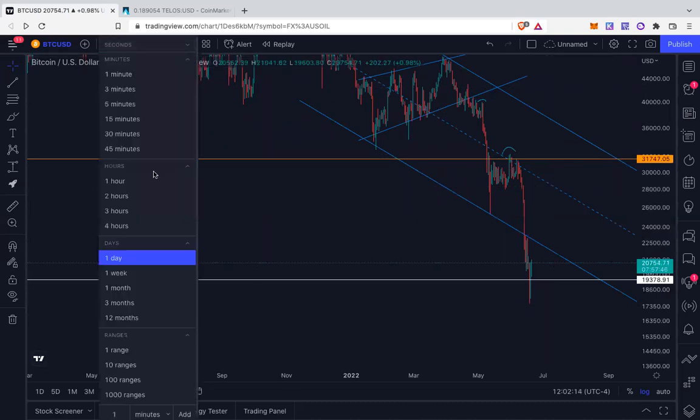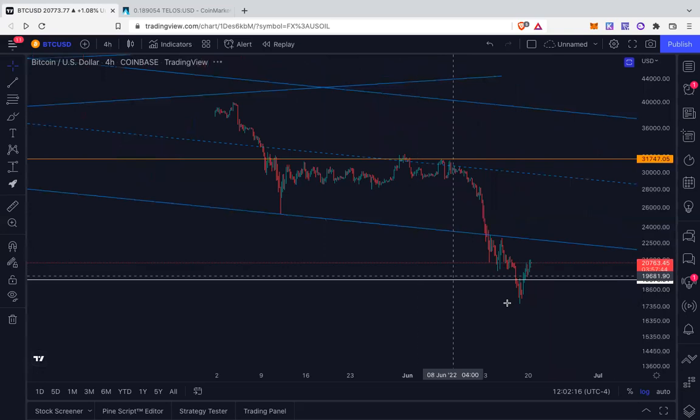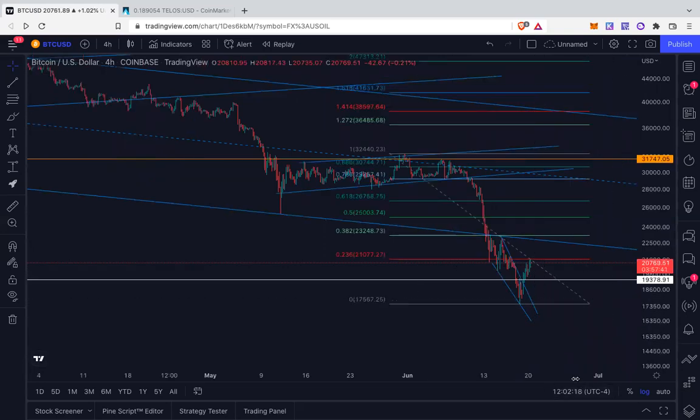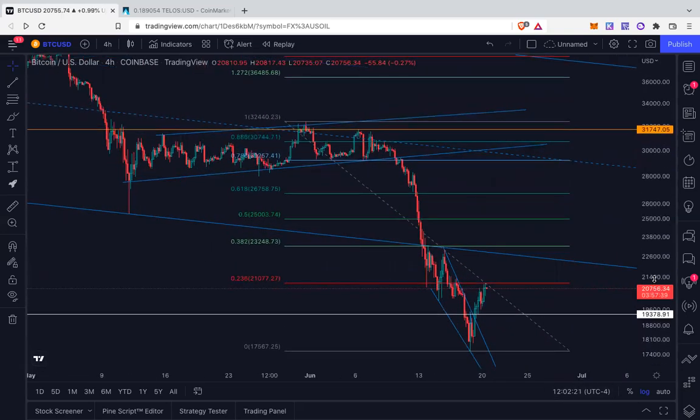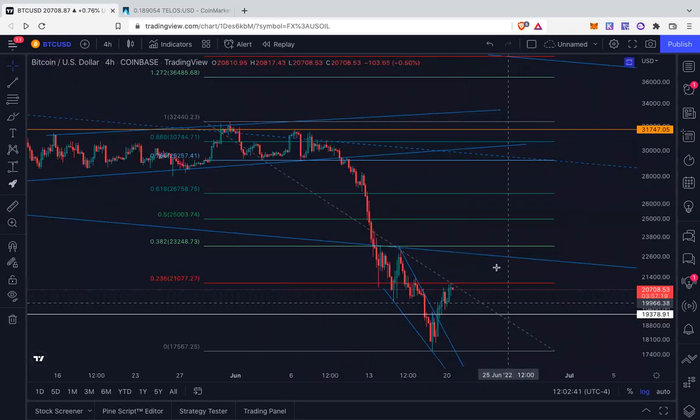But going back to the 4-hour to look at your fibs, potential targets: the 618 is really an area where you do see Bitcoin and your bear rallies actually rally to. But anywhere from the 382 to 50% or the 618 are potential targets for this bounce off of the 786.